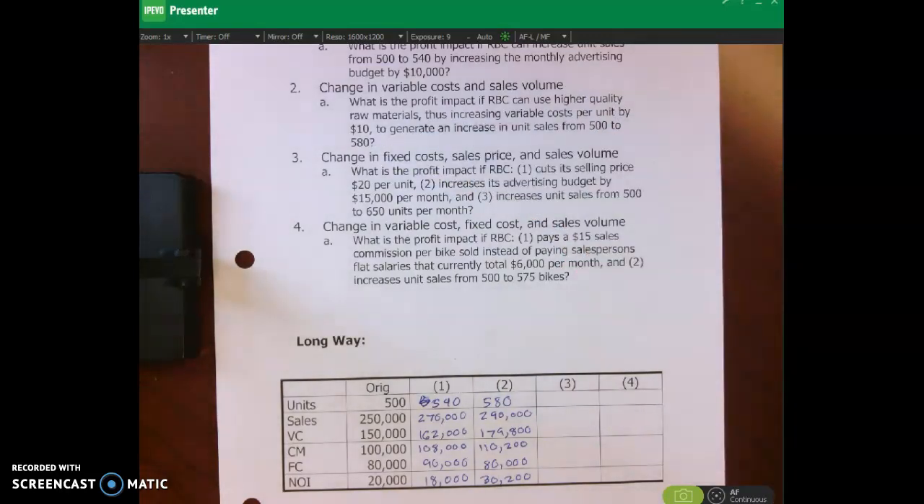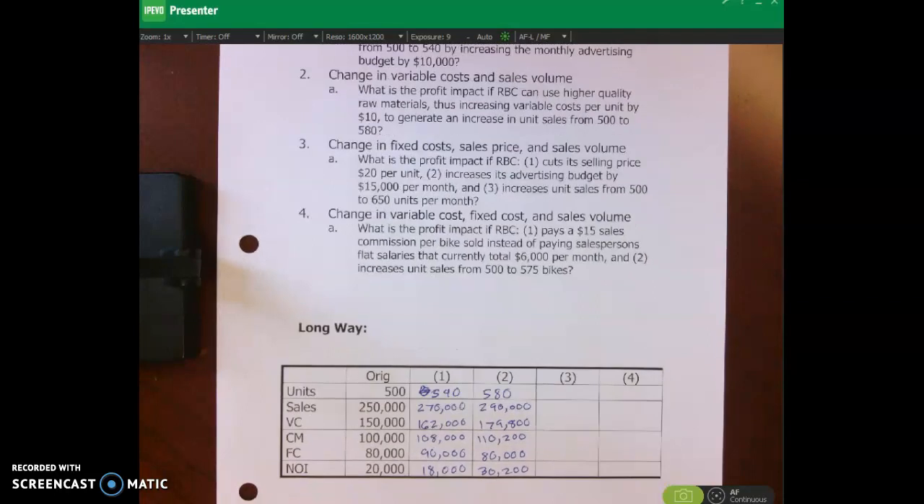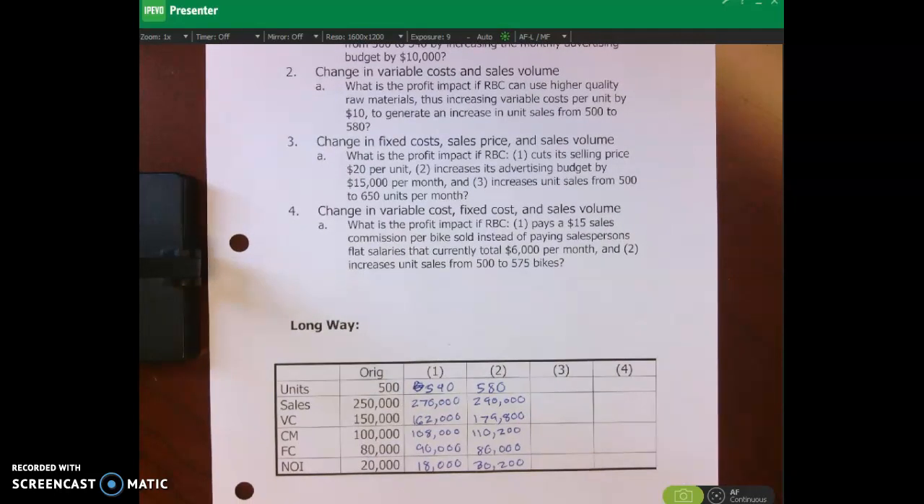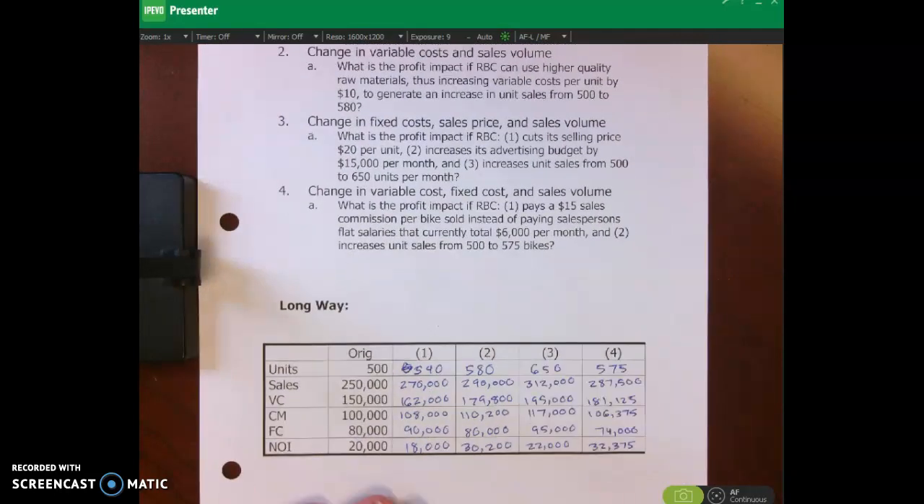Okay. All right, so I'm going to pause the lecture video, and what I want you to do is do numbers 3 and 4 the long way, and then we'll come back and check your work. Okay, so let's check your work. So let's see how you did with number 3.